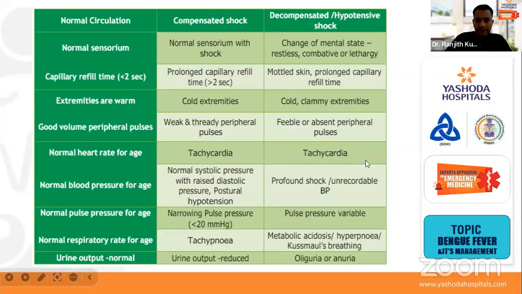Capillary refill is usually prolonged. Cold and clammy extremities are noted. Peripheral pulses are absent, there will be profound shock, tachycardia, and pulse pressure might be variable. Acidosis is usually noted, and the patient will land into oliguria and ultimately anuria.